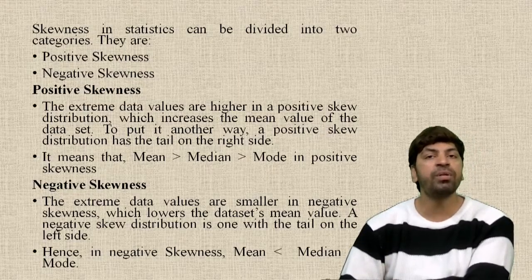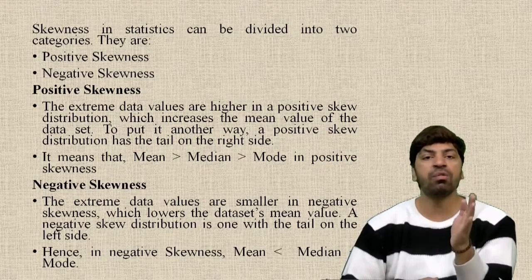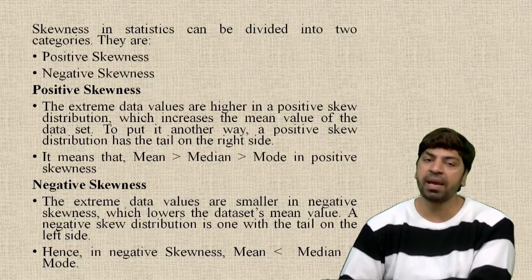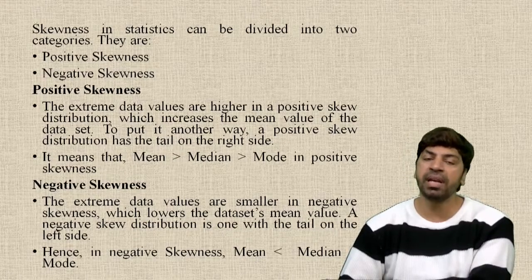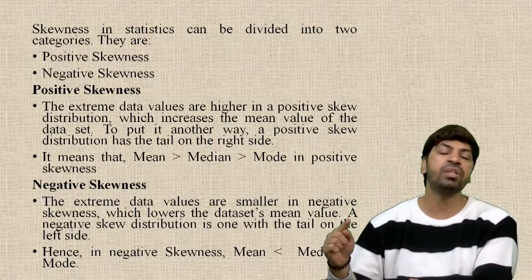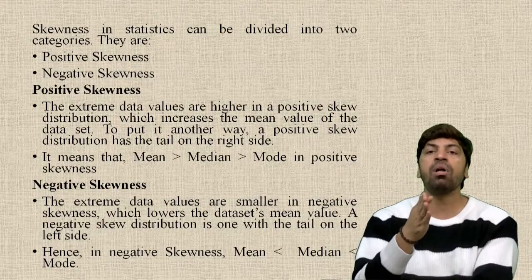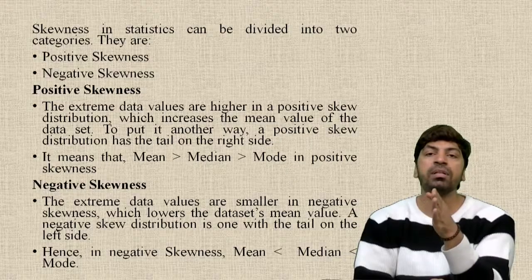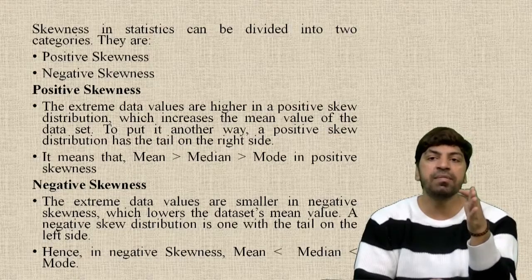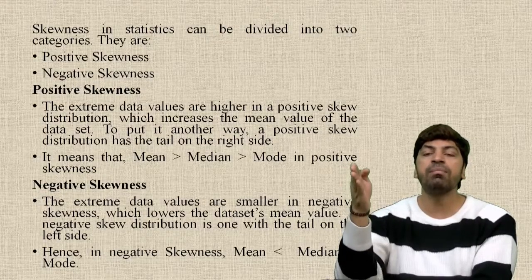A negatively skewed distribution is one with a tail on the left side. When it is positive, we always talk about the tail on the right side, and when it is negative, the left side. If you look at the shape of a symmetric distribution, the central line is called the median. The left-hand side of the median shows negative skewness, and the right-hand side shows positive skewness.